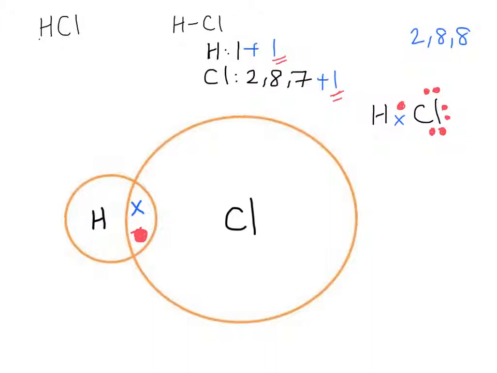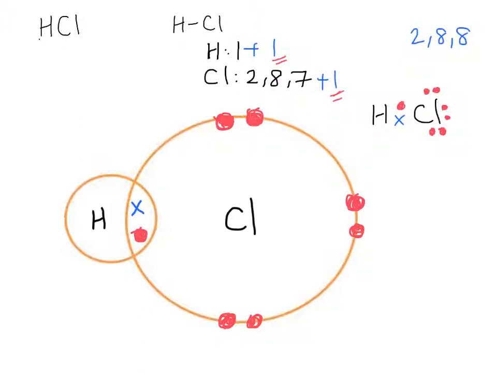Chlorine has 7 on its outer shell, as we know from here. So I've already used one of its electrons here, so that means 6 of its electrons are left over. So I'm going to show that here on the outer shell, like so. Okay, now chlorine has achieved 8 outer shell electrons. 1, 2, 3, 4, 6, 8. So for that, chlorine's outer shell is complete.